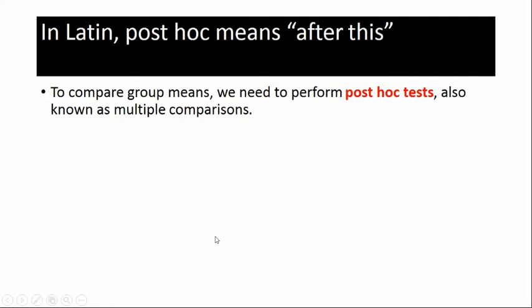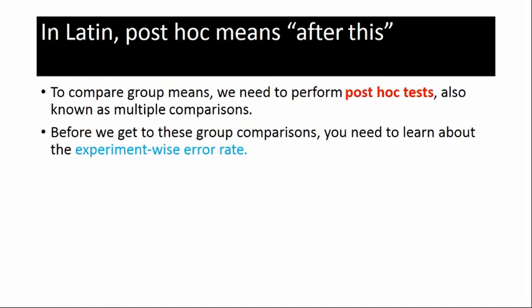In this way, we have to perform post hoc. What is the meaning of post hoc? Post hoc means after this. After this means if difference exists, we would like to check the difference in which pair. Between which pair? Delhi or Mumbai, Mumbai or Chennai, Chennai or Calcutta. Before we get to these comparisons, you need to learn about the experiment wise error rate.